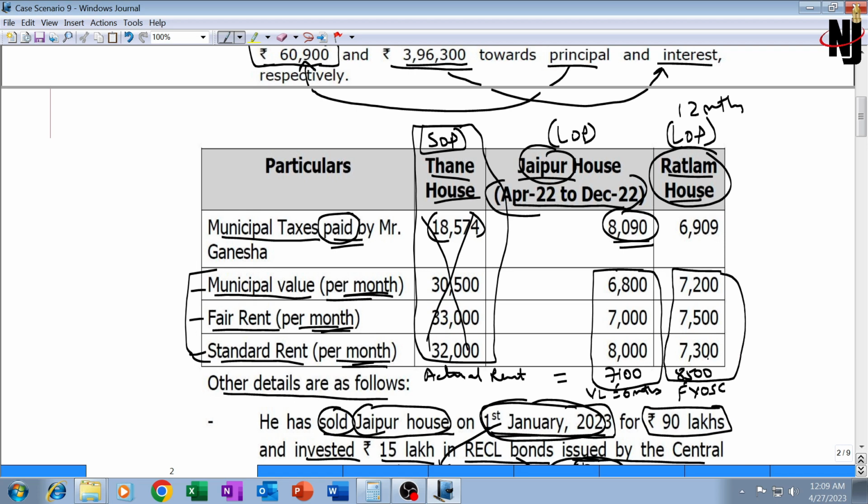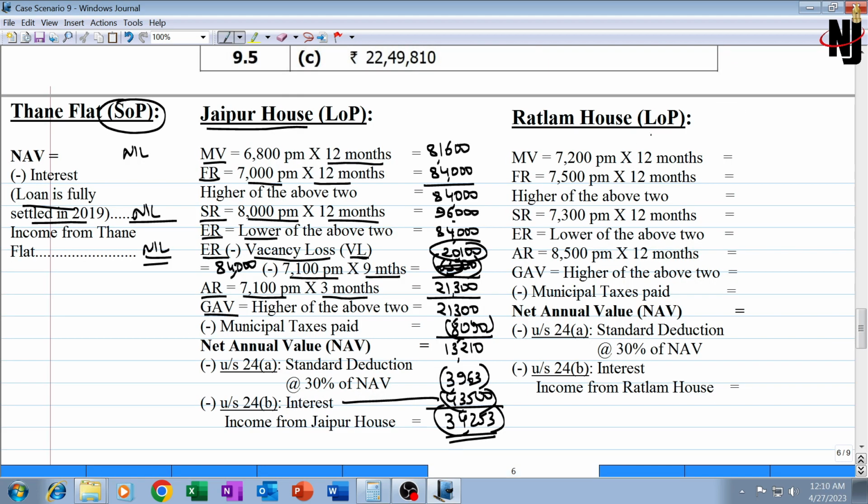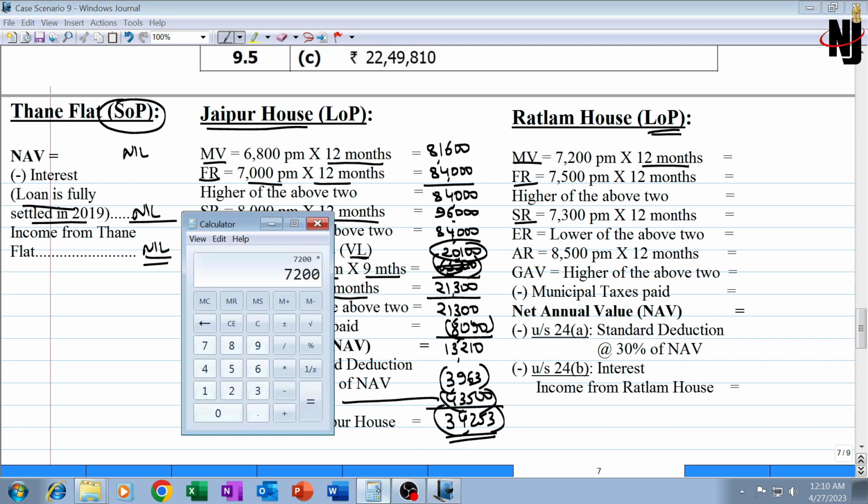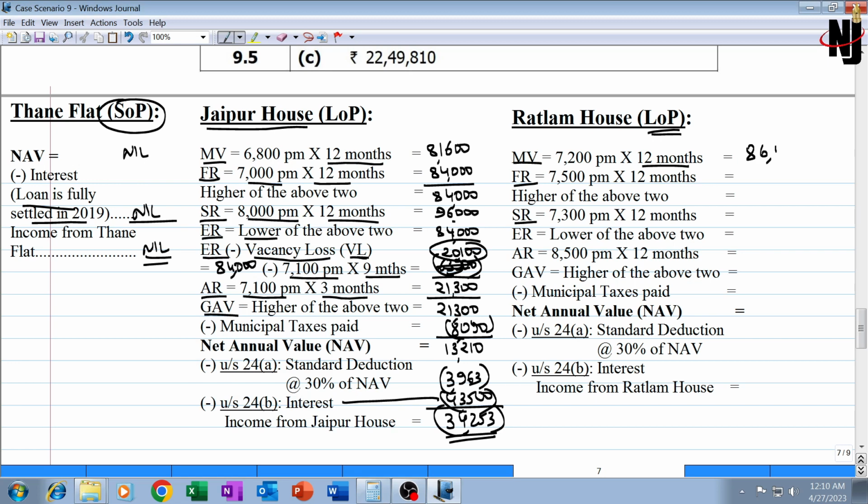7,200, 7,500, 7,300, 8,500 actual rent. So municipal valuation for Ratlam house, which is LOP, 7,200 into 12 months. Compulsorily we have to take municipal valuation, fair rent and standard rent for the whole year. 7,200 per month into 12 months would be 86,400. So I'm writing it down here, 86,400.